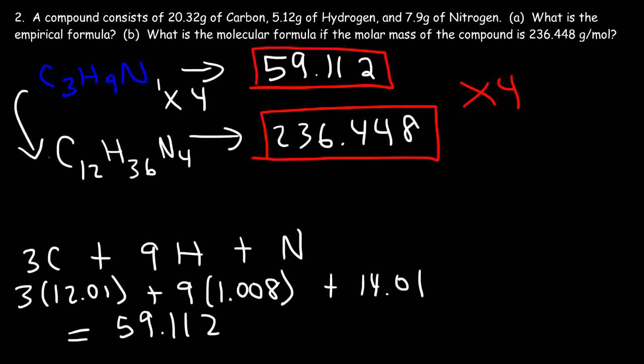So the formula is C12H36N4. So that's the molecular formula. That's the answer for part B to this question. So now you know how to find the empirical formula and the molecular formula if you're given the percent composition by mass or if you're given the grams of all the elements in the compound.